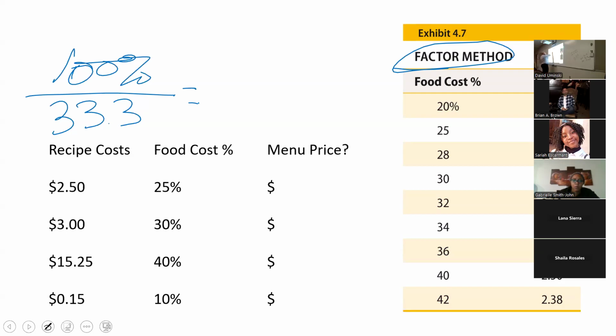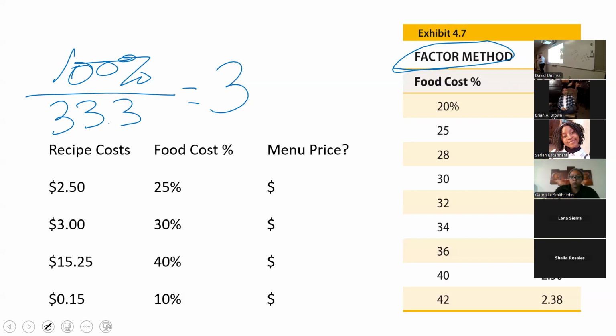Okay, so we're going to call that 3 because it's 3.00, right? Because 33.33 repeating forever is 1/3 of 100. So my factor is 3. Meaning, if you've ever heard a chef say, take the food cost and multiply it by 3, whatever it costs you to make it, just multiply it by 3. That's what you should sell it for.